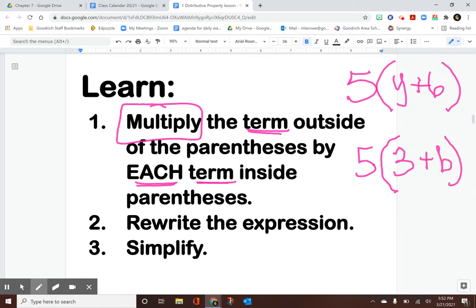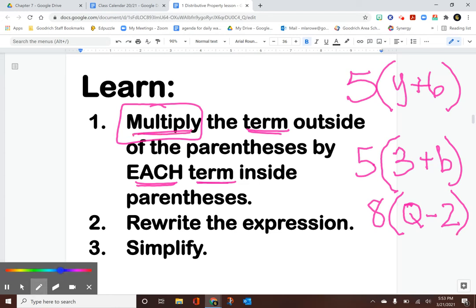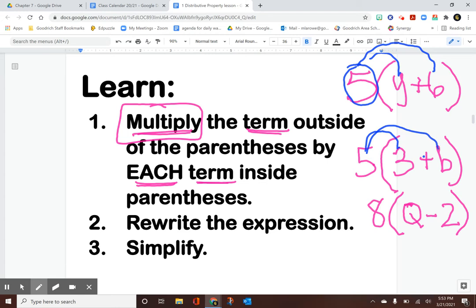We could have a term on the outside followed by a variable, subtracting a constant. Either way, we're going to multiply everything inside the parentheses by the term outside. So we would do 5 times y plus 5 times 6 and simplify that. Or 5 times 3 plus 5 times b and simplify that. Or 8 times q minus 8 times 2 and simplify that.